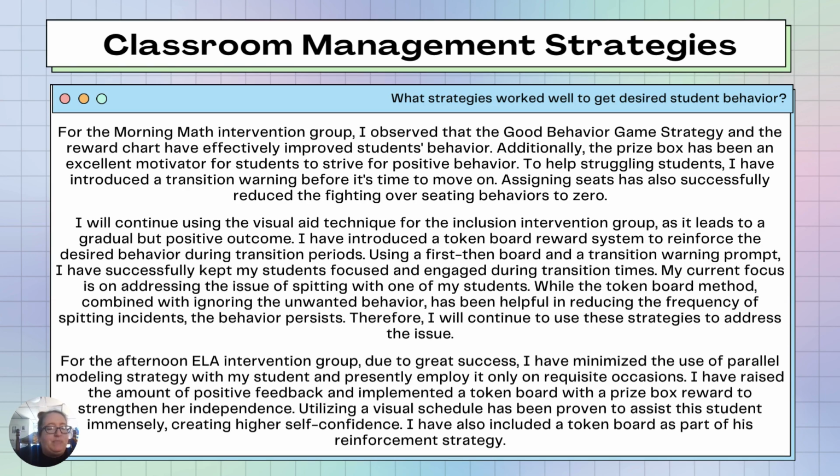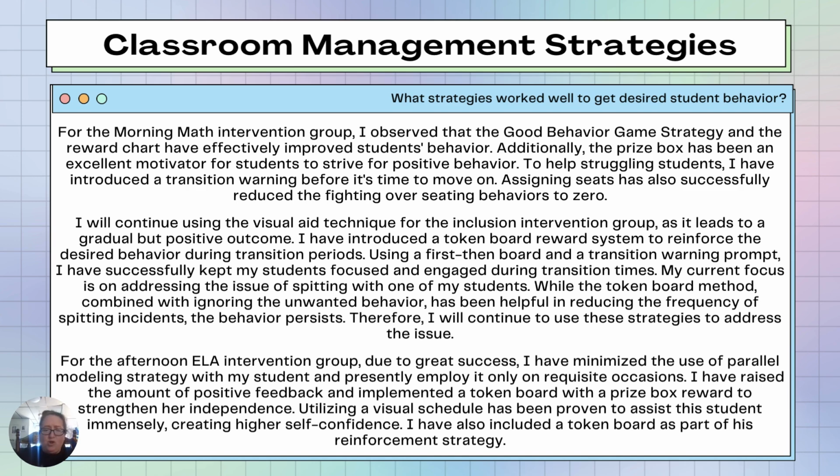In my inclusion group, I continue to use the visual aid and the token board reward system. They've been doing really good, all of their behaviors. It's slow, continued progress, but I continue to see forward gains with these students. For the afternoon ELA intervention group, wow, what great successes. I've minimized and all but have reduced the parallel modeling unless it's needed.